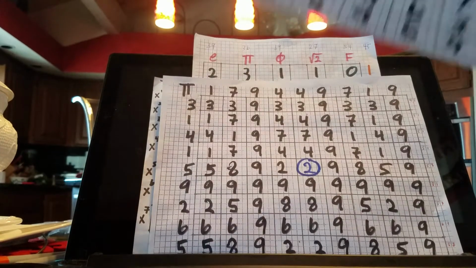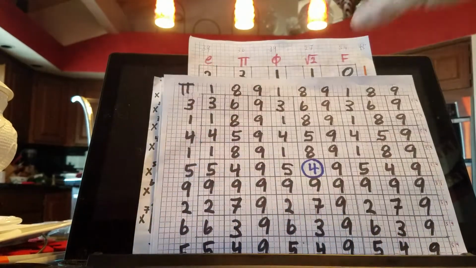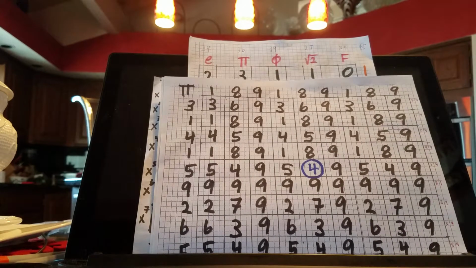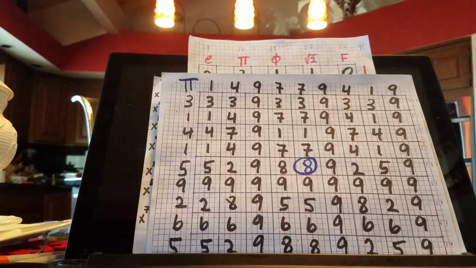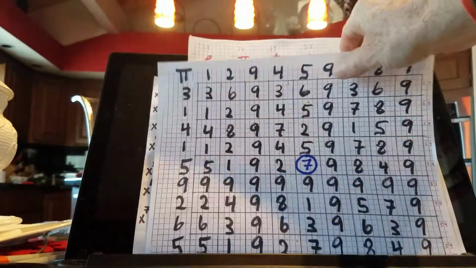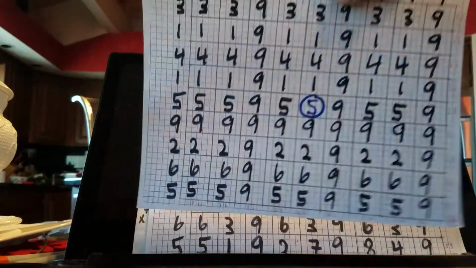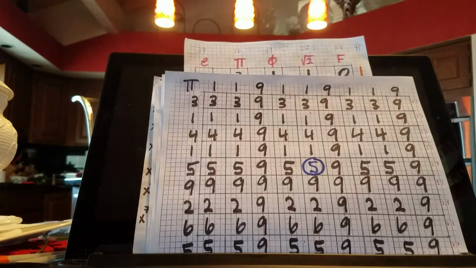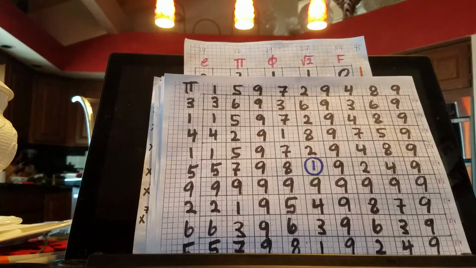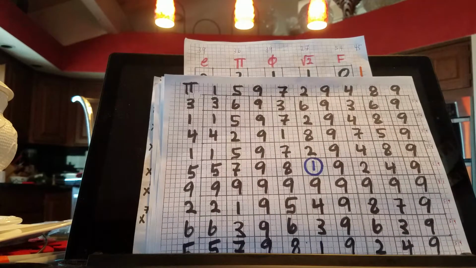This is another way to look at it. We're just going to circle this number that appears in this position in the table, and we've gone 2, 4, and now we're going to go 8, and now we're going to go 7, and now we're going to go 5, and now we're going to go 1. So that's what happens with pi. It gives us the 248751 code.